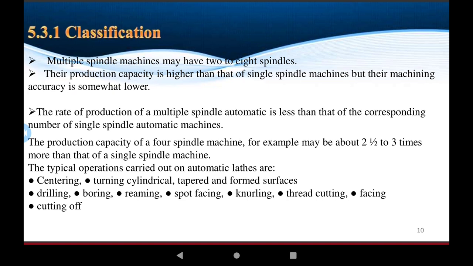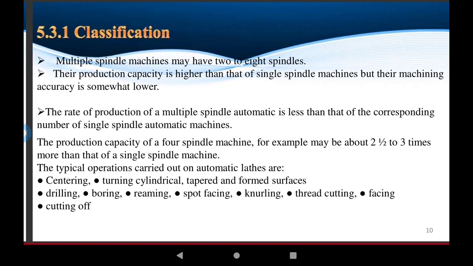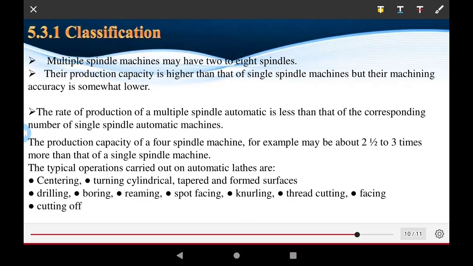The multi-spindle machines may have up to eight spindles. Okay, these machines are also classified depending on the spindle. Multi-spindle machines are also classified as 2 spindle, 4 spindle, and so on. Okay, and especially there the production capacity is higher. In these machines the production capacity of the lathe is very high, higher than the single spindle machines.